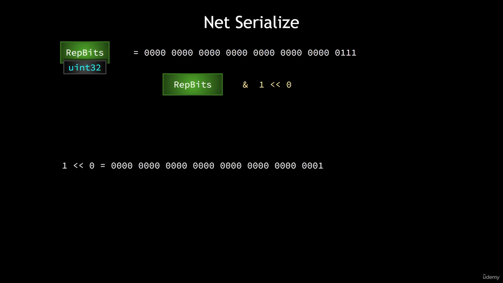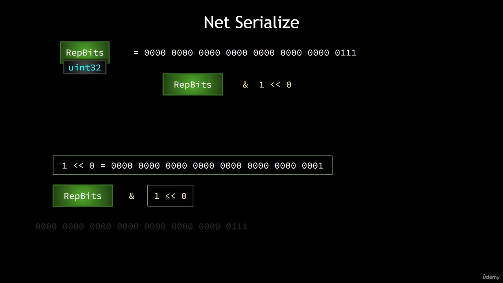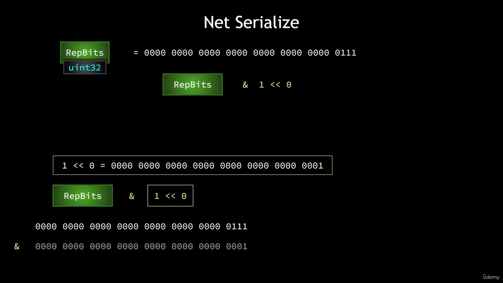1 left shift 0, we know that that's this number. So what is rep bits bitwise AND 1 left shift 0? Well, rep bits is this number, bitwise AND this number, which is 1 left shift 0. What does this produce? Well, with a bitwise AND, it's just like a bitwise OR.